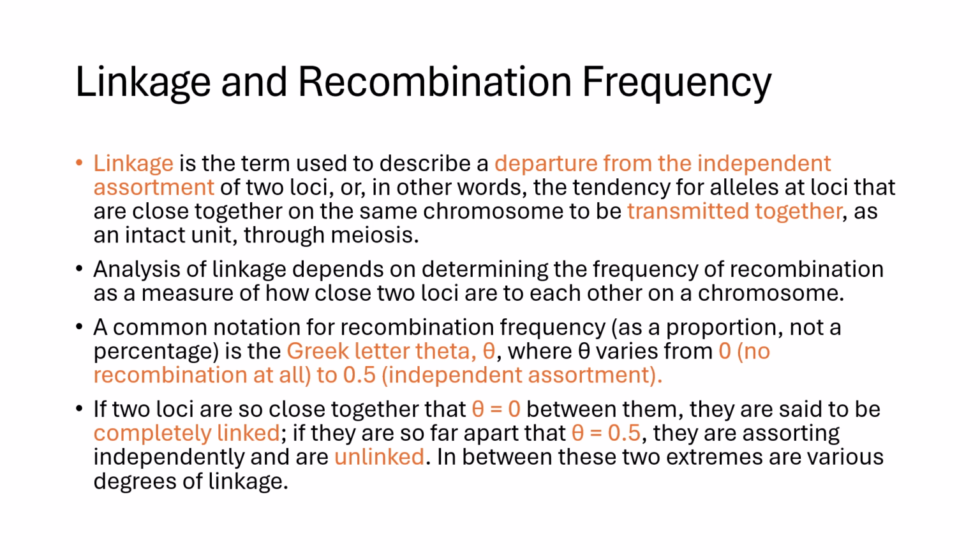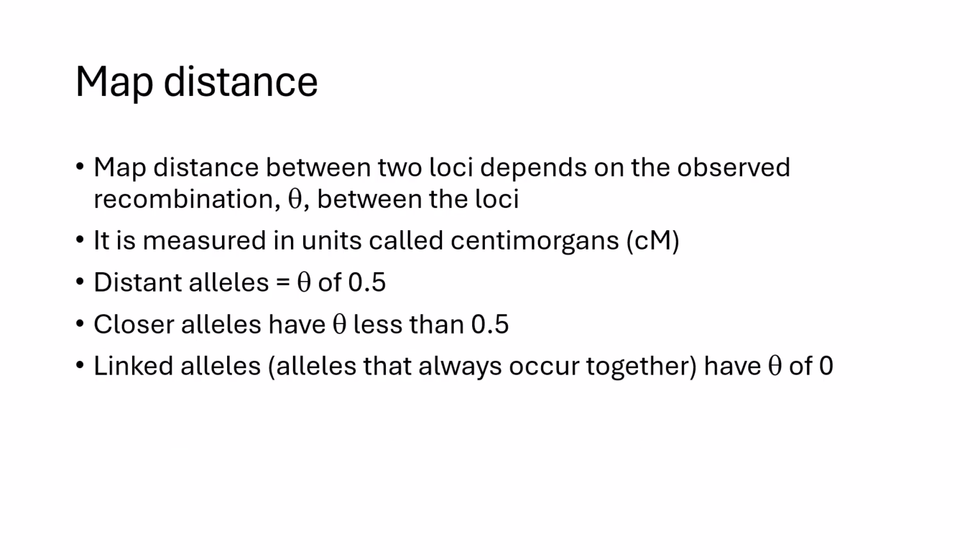when it is complete independent assortment. If two loci are so close together that theta is 0 between them, they're said to be completely linked. If they're so far apart that theta is always 0.5, they're assorting independently and are unlinked. In between these two extremes are various degrees of linkage.